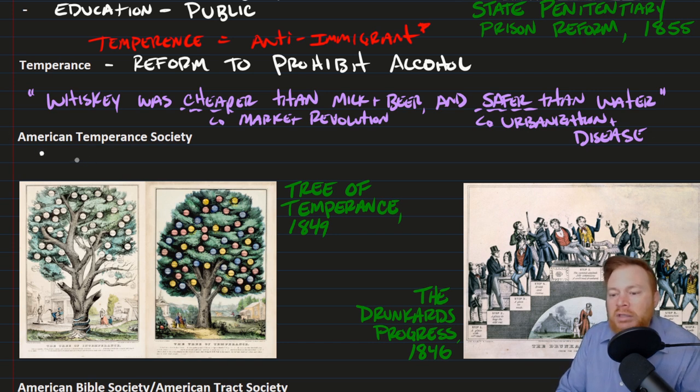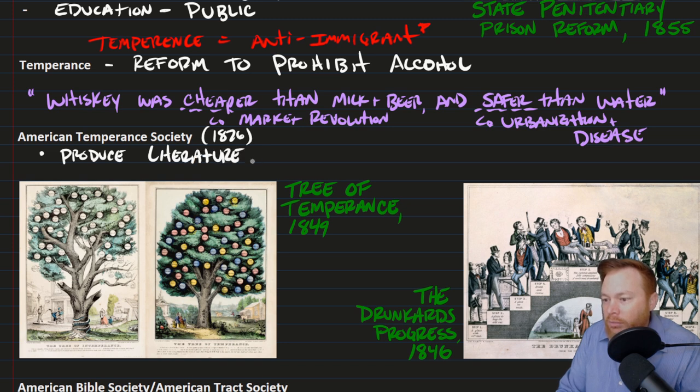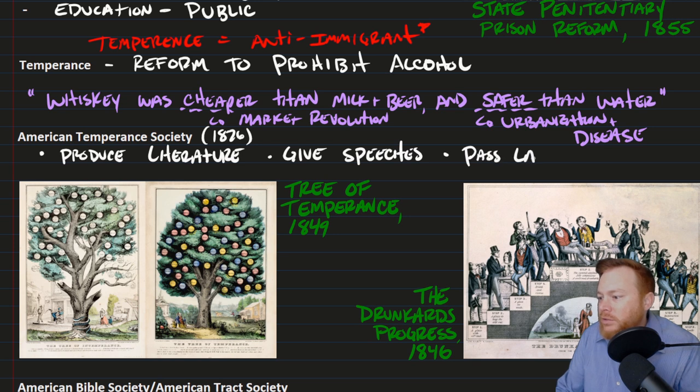Organizations that really advocated on behalf of temperance included the American Temperance Society. This was founded in the 1800s, I want to say 1826, maybe I'm getting that wrong. But the things that the American Temperance Society did included producing literature, giving speeches, and passing laws, right? So these are all different ways that organizations or reform movements work.